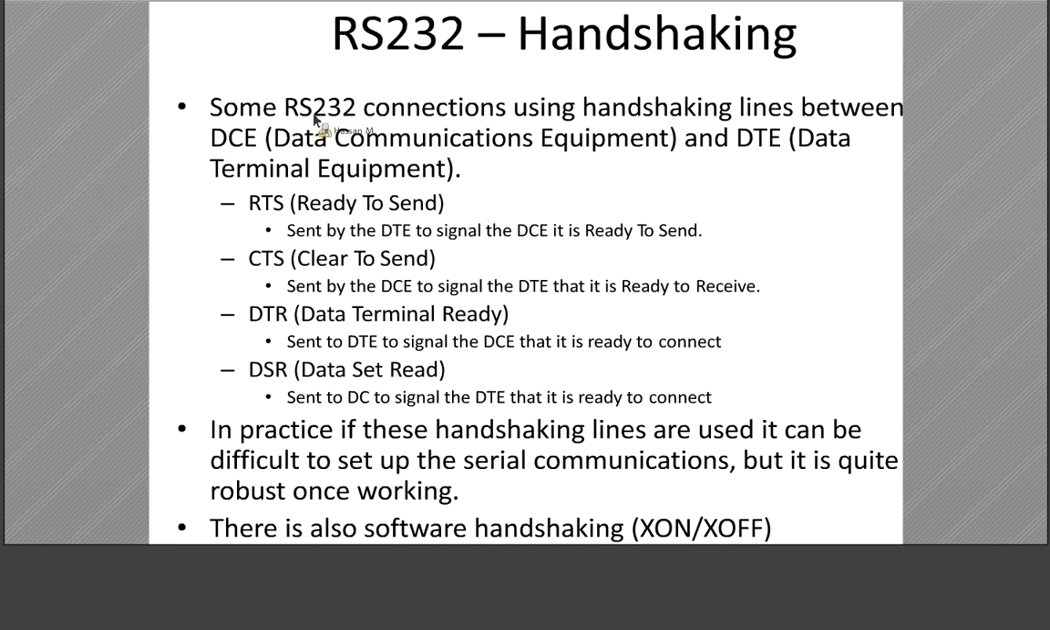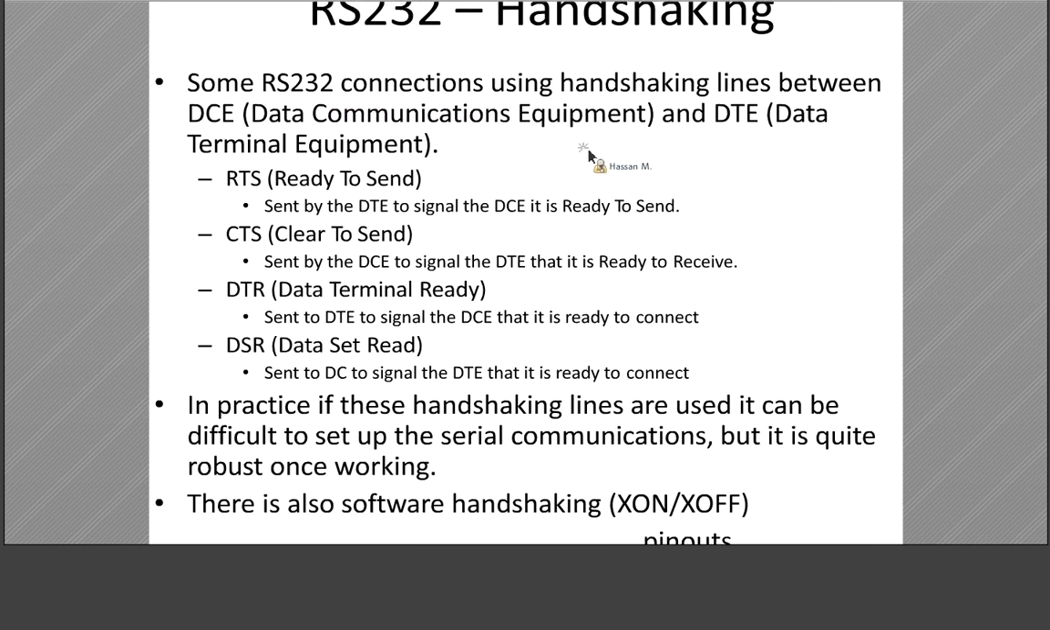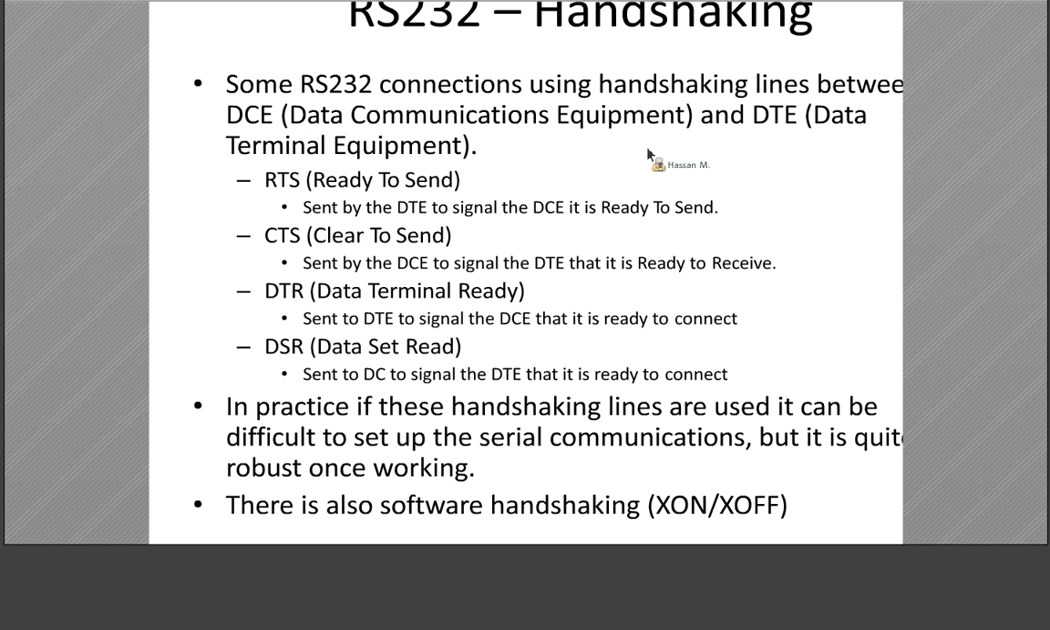Handshaking in UART. Some RS232 connections use handshaking lines between DCE and DTE. These two names are from an IBM standard, and you don't need to know them. DCE, or data communication equipment, is for the master, and DTE, data terminal equipment, is for a slave. For example, in communication, your Arduino board is DCE and your sensor is DTE. That's right.